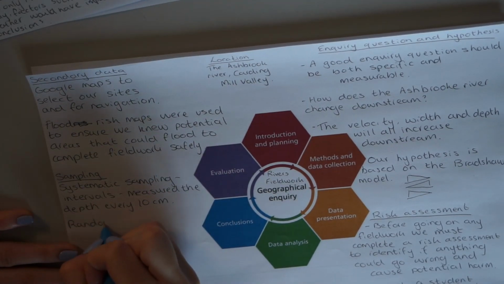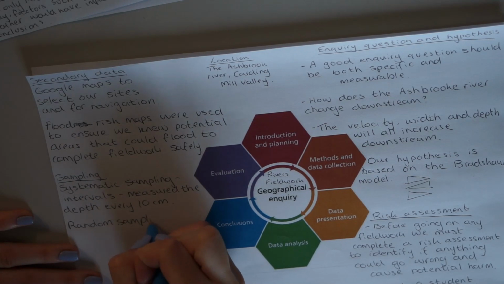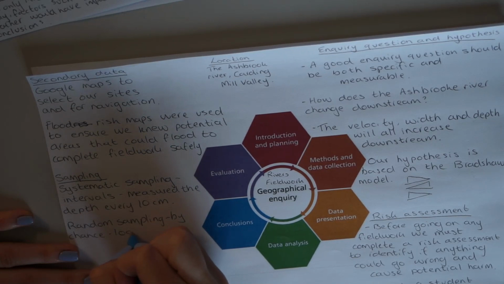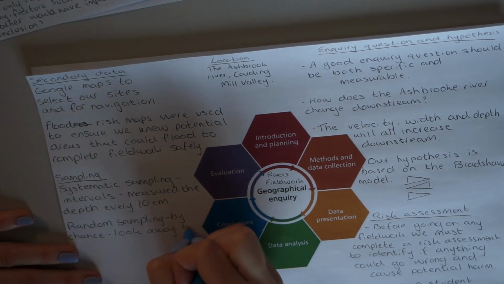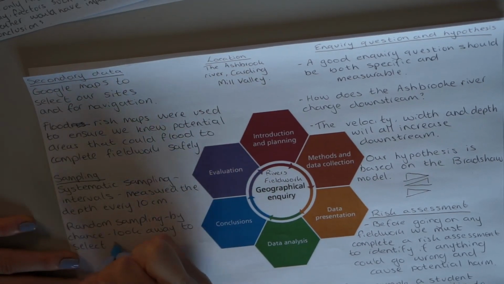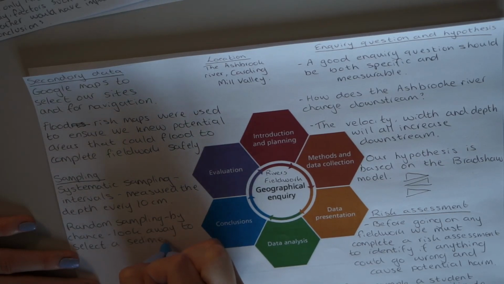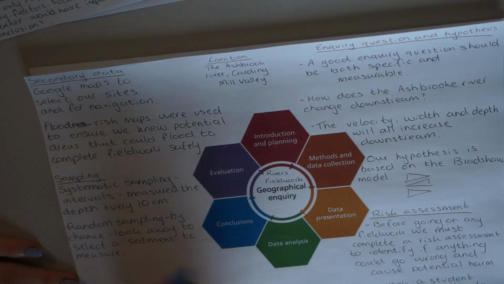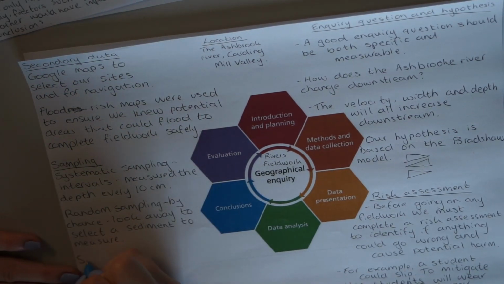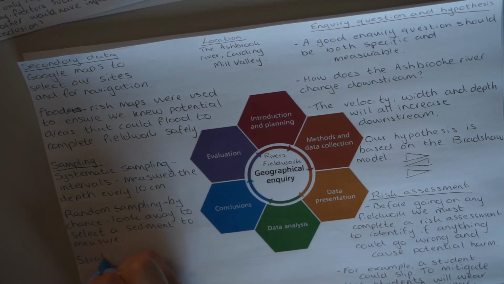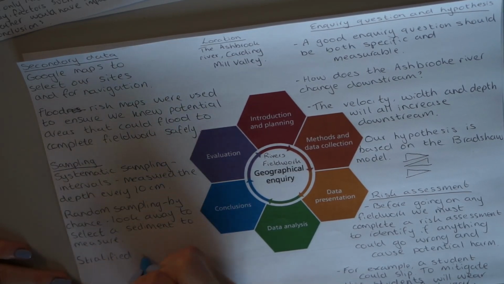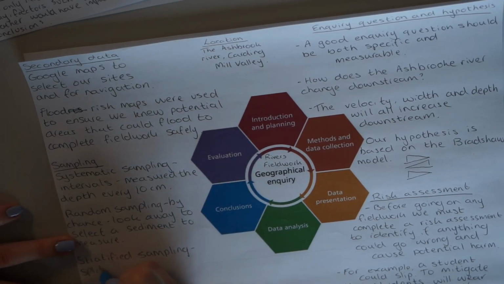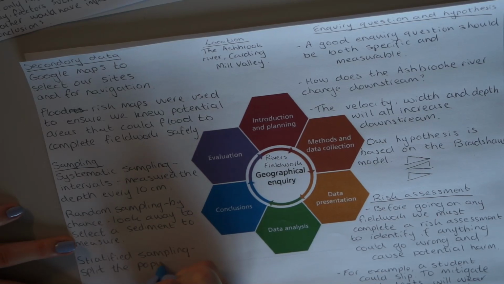Random sampling is where we do something by chance. So we can look away to select a sediment to measure. Then the final one is stratified sampling. And this is where we split the population into groups.